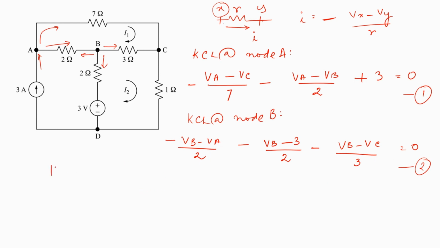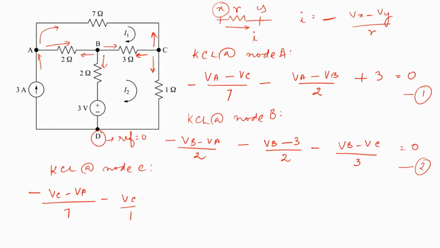The third one, applying KCL at node C. Let's mark the currents. All three currents are moving out of node C, and the equation would be minus of (VC minus VA) by 7, minus VC by 1, because D is the reference node whose value is 0 volts. I could have written VC minus VD by 1, but VD is equal to 0. So that boils down to VC by 1, and minus of (VC minus VB) by 3. This is equal to 0. This is my third equation.